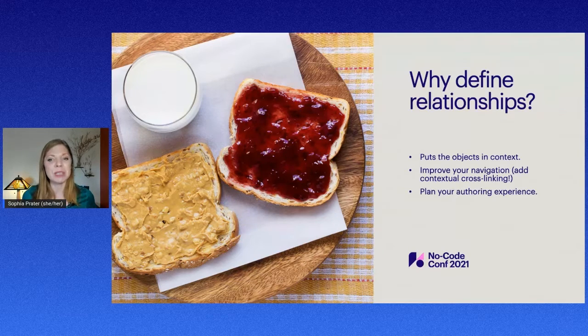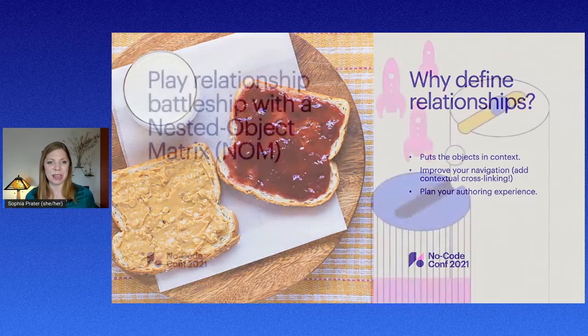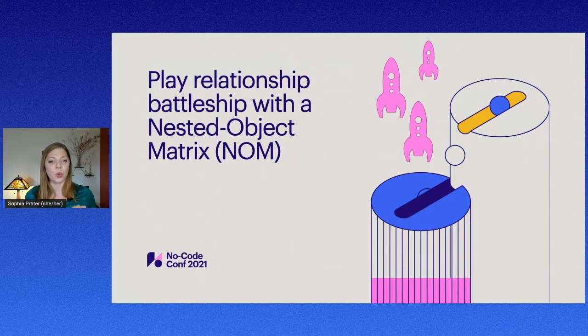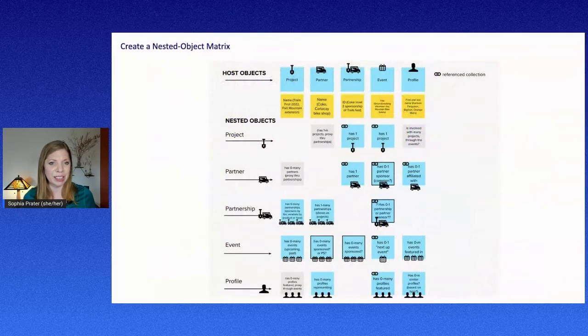Good relationship design actually leads to a smart, elegant authoring experience. Okay, so how do we do that? We're going to play relationship battleship with a nested object matrix. You can also do this with entity relationship diagramming or some sort of system modeling. This is my particular method to make sure that nothing falls through the cracks.